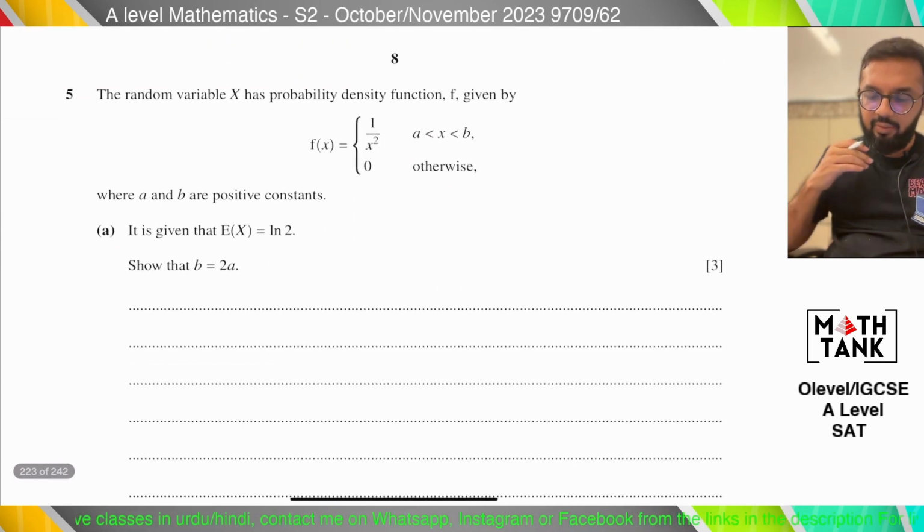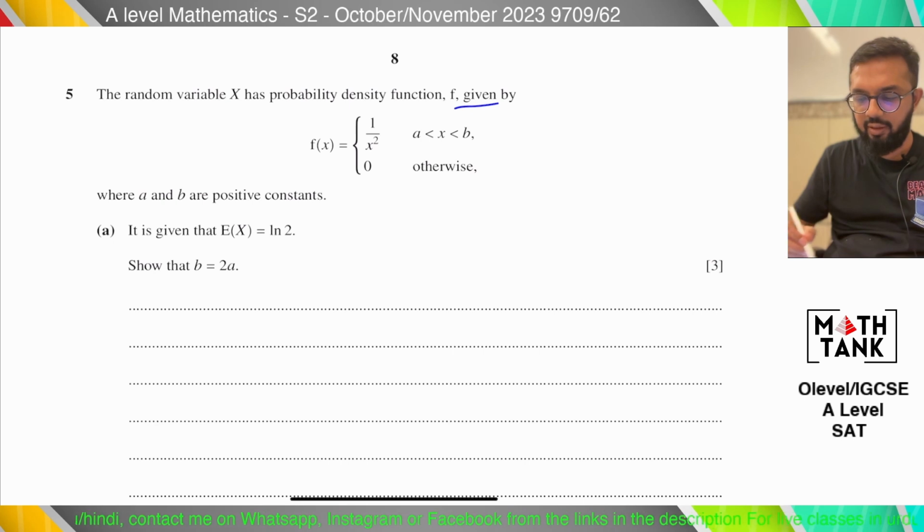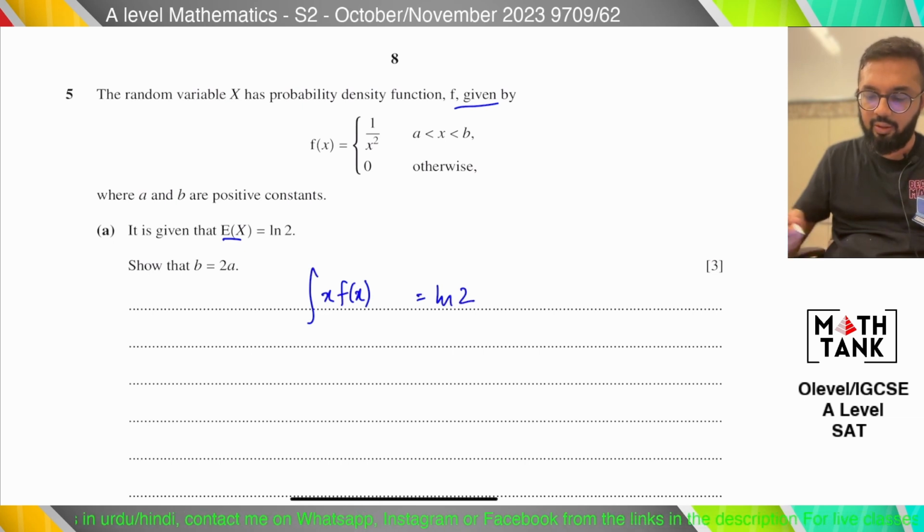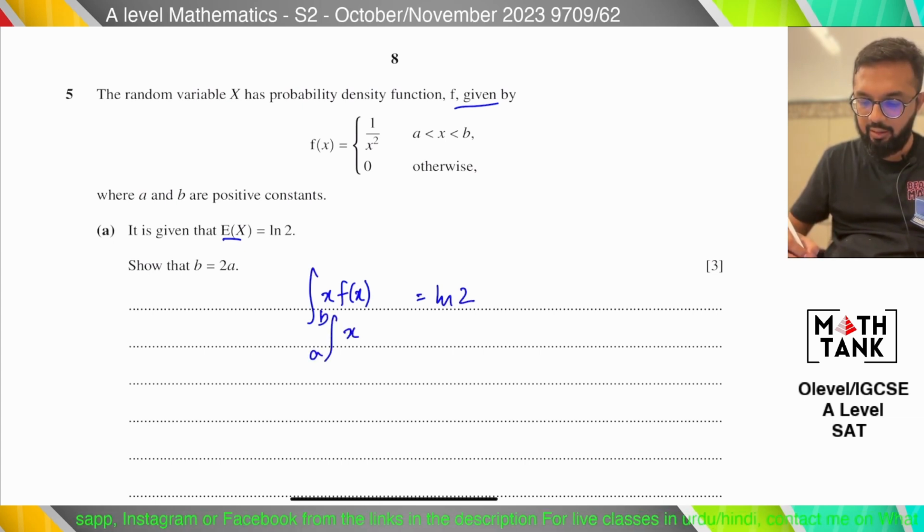The random variable x has the probability density function f given by this, where a and b are positive constants. It is given that the expectation of x, which is x f of x, is ln2. So that b equals 2a. I integrate on the entire limit, and I integrate x times 1 over x squared.